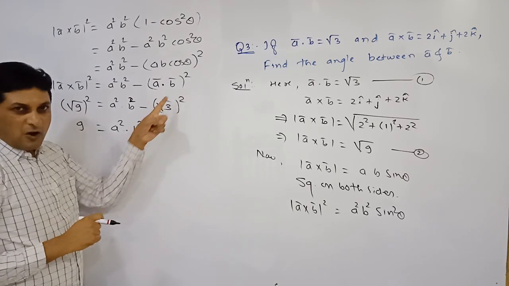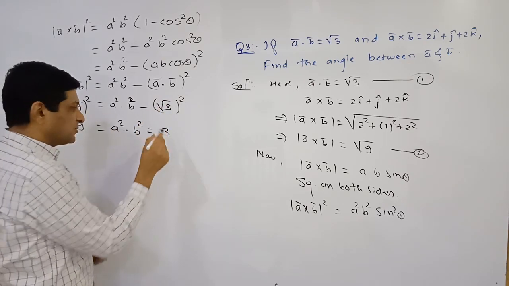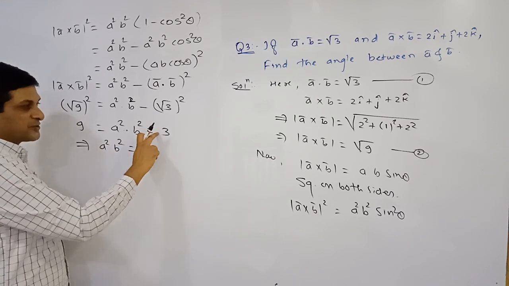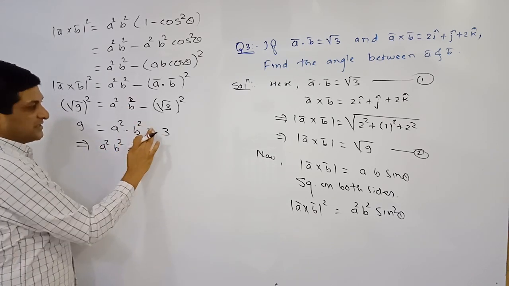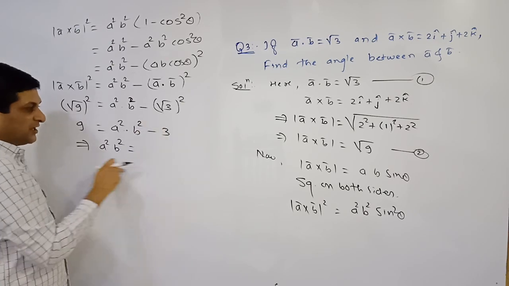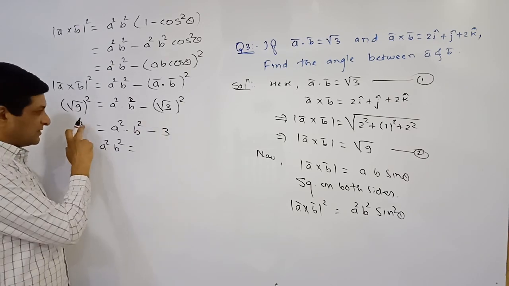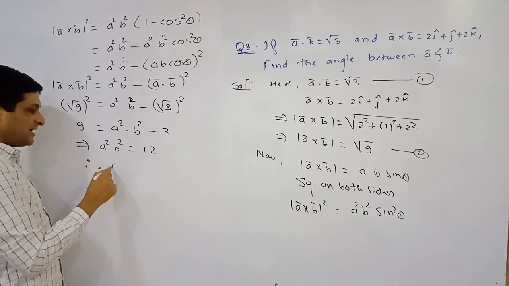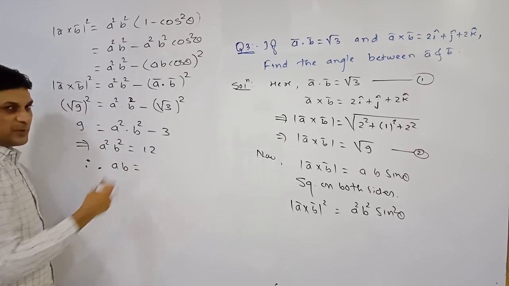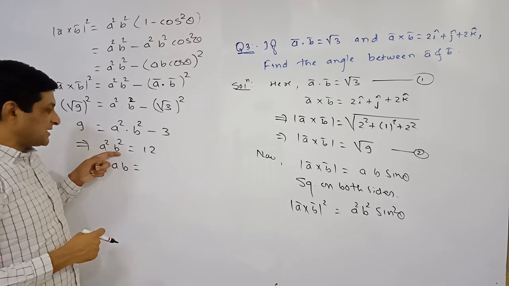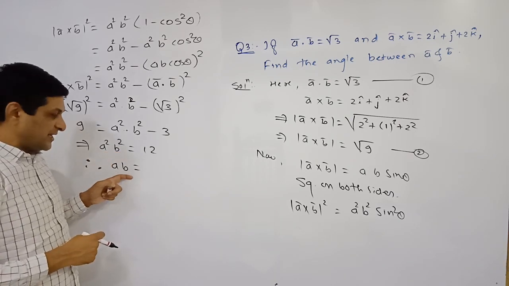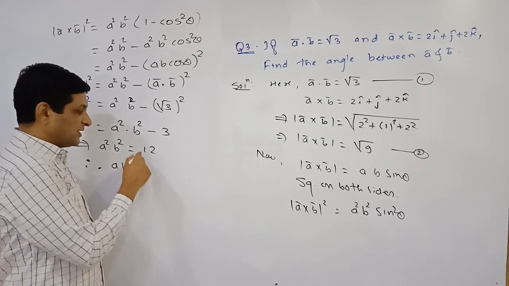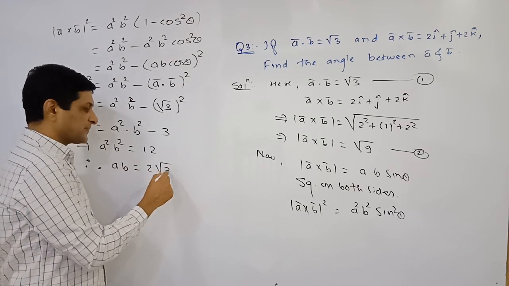And square of root 3 will be equal to 3. This implies that A square B square will be equal to plus 3. Sorry, here minus, keep it as it is. Minus 3 on this side will become plus 3. So 9 plus 3 will be equal to 12. Therefore AB is equal to, just simply we are taking square root on both sides. On this side, square root of A square into B square is AB, and on this side square root of 12 will be equal to 2 root 3.